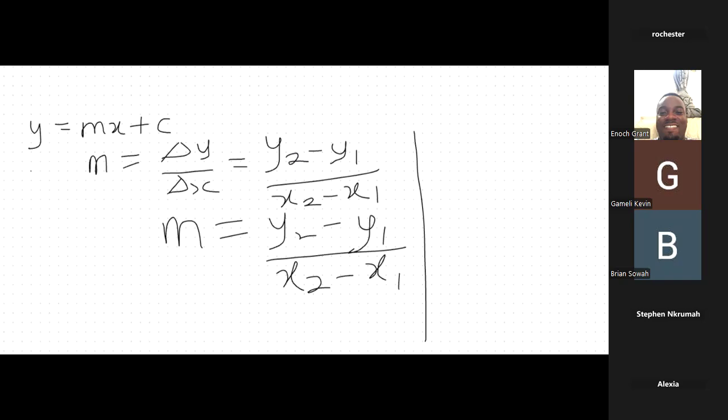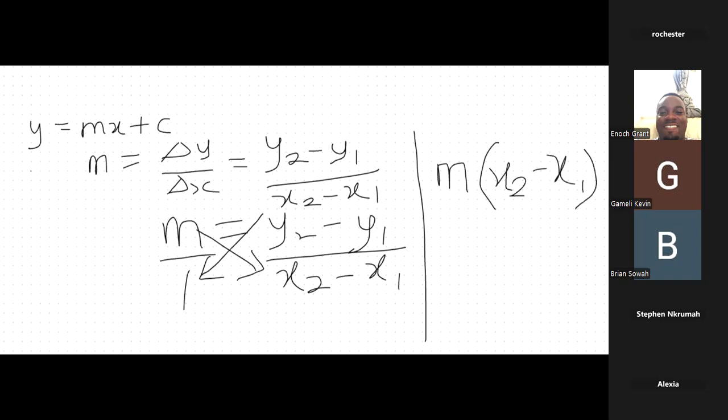So we do our cross multiplication. Remember, m is over 1. So y2 minus y1 will come and multiply the 1, and then m will come and multiply the x2 minus x1. So let's see how it goes. It's going to be m, brackets open, x2 minus x1, should be equal to 1 times y2 minus y1. So that finally becomes y2 minus y1. Good, this is getting interesting.